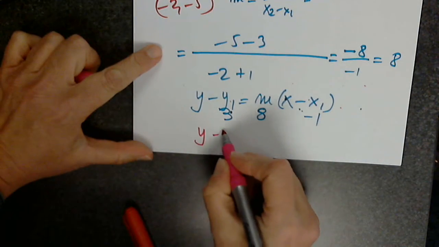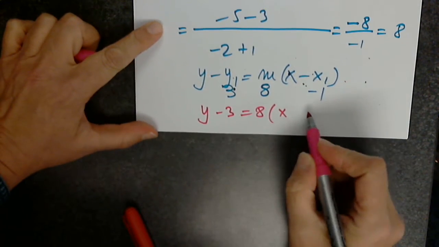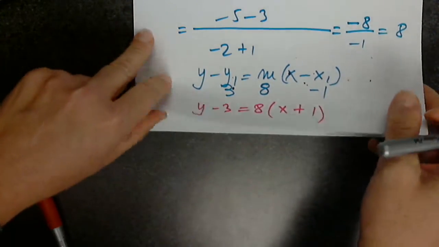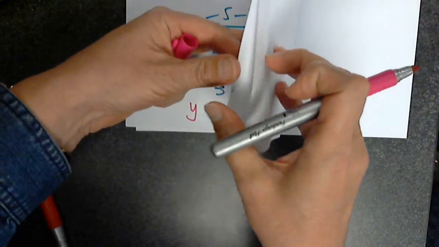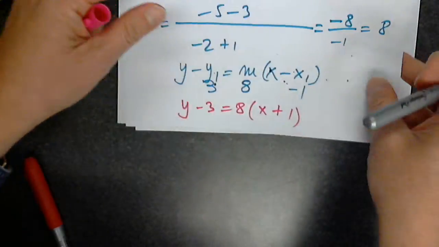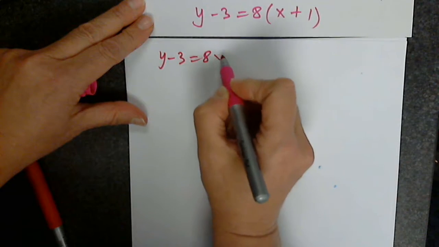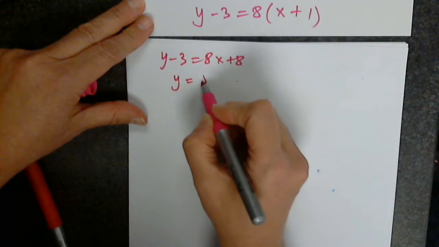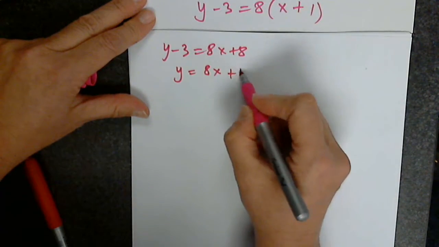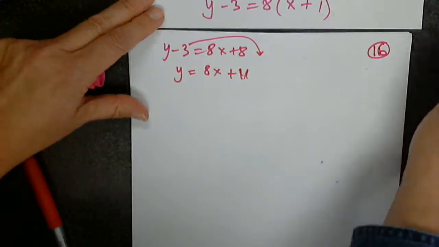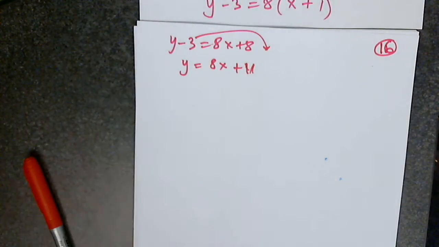Yes. X plus 1. Yes, and now we distribute. Excellent. So what do I get next? Therefore, y equals 8x plus 11, because we have to move 3 to the other side. Excellent. Any questions on this?